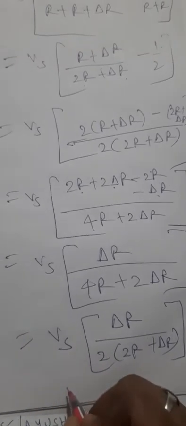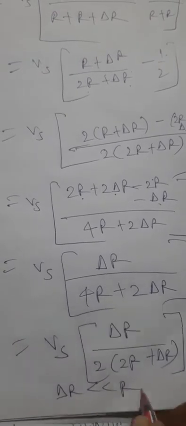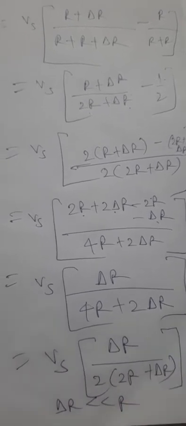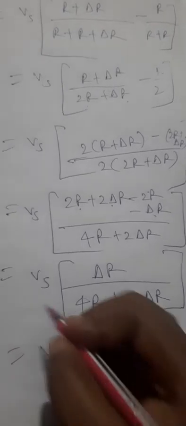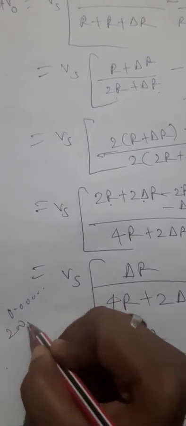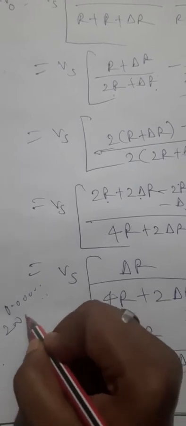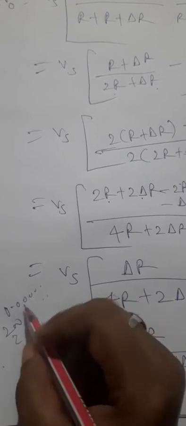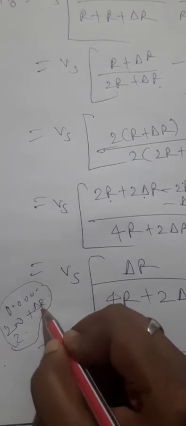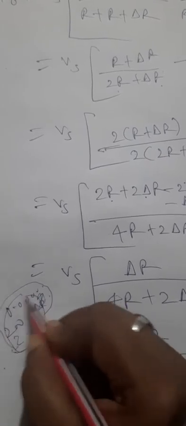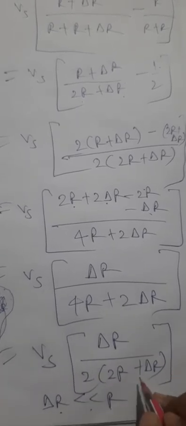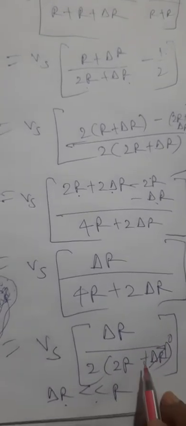This delta R value is very small compared to R. If we add a small quantity to a large quantity, there will be no significant change. Suppose this delta R value is 0.000 something and this R value is 200. So 200 plus 0.000 something is 200.000 something, which is nearly negligible. So to simplify this equation, as delta R is very small compared to R, we neglect this value and take it as 0.